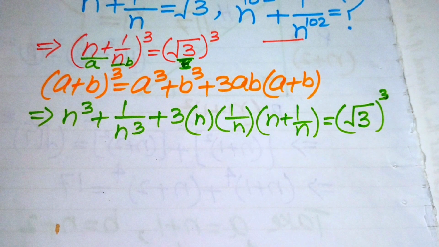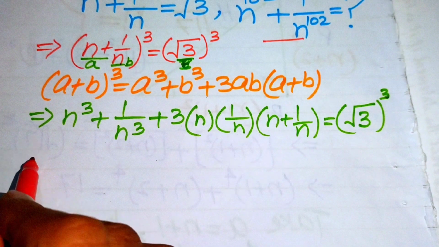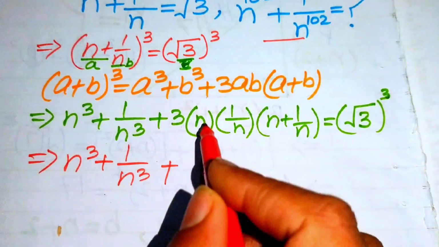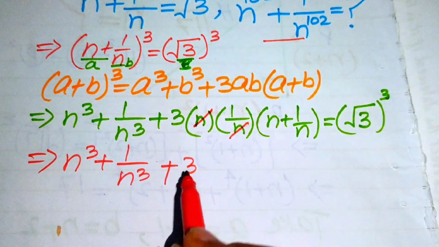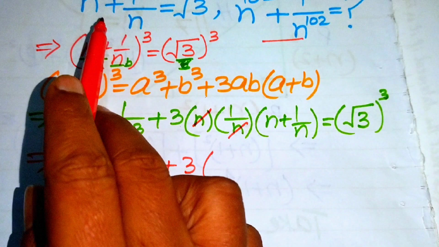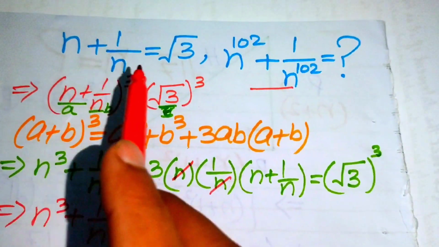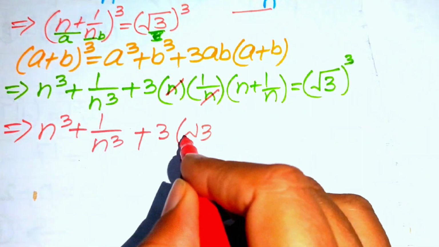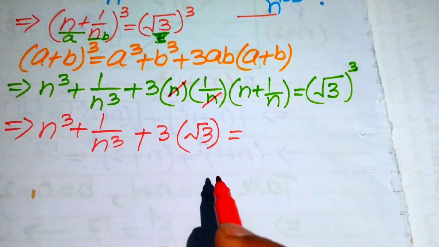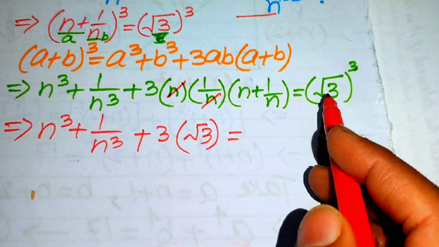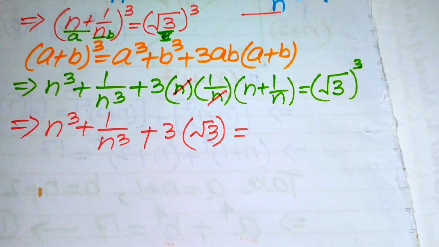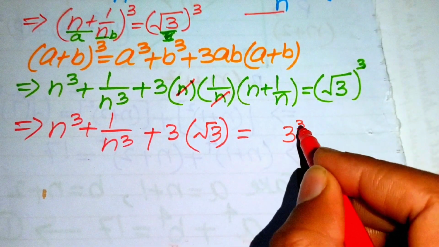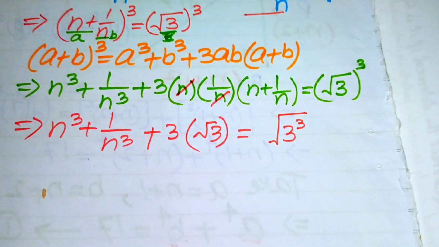Now we simplify the terms. We have n cubed plus 1 over n cubed plus, here you cancel these two terms and we get 3, and in the given statement we have n plus 1 over n equals square root of 3. So we use this value here and we get 3 times square root of 3 equals square root of 3 whole cube. Here we take the exponent inside the square root and you get 3 cubed whole square root.